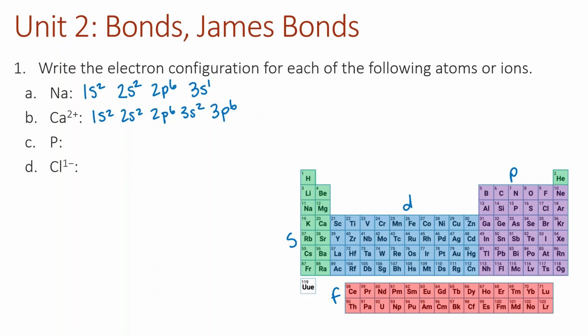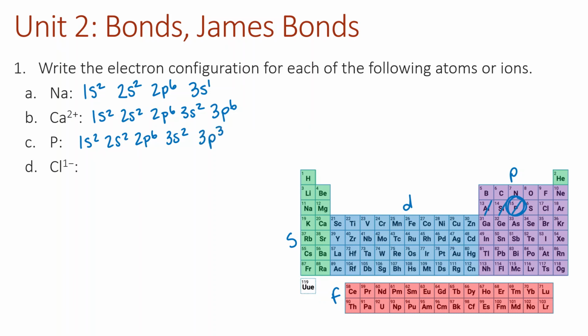Phosphorus has a total of 15 electrons here. So that configuration will be 1s2, 2s2, 2p6, 3s2, 3p, 1, 2, 3.